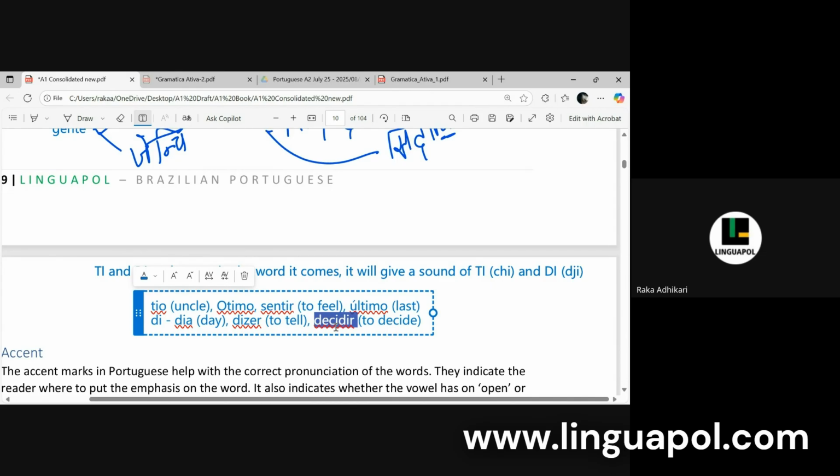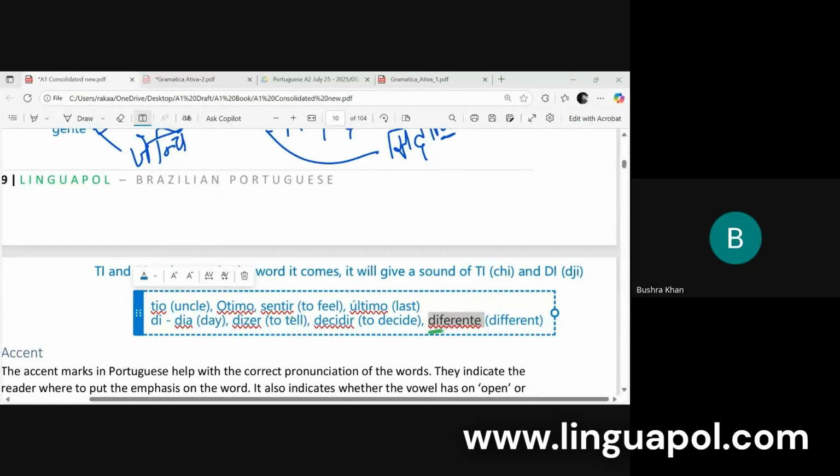Decidir. Decidir. So this is different in European. How do you pronounce it in Brazilian? Diferente. Yes, perfect. Diferente. Or if I want to sound this one as well, di as g. Diferente. Yes, it's a very common word. Okay, diferente. Different. Okay, so these were some of the examples.